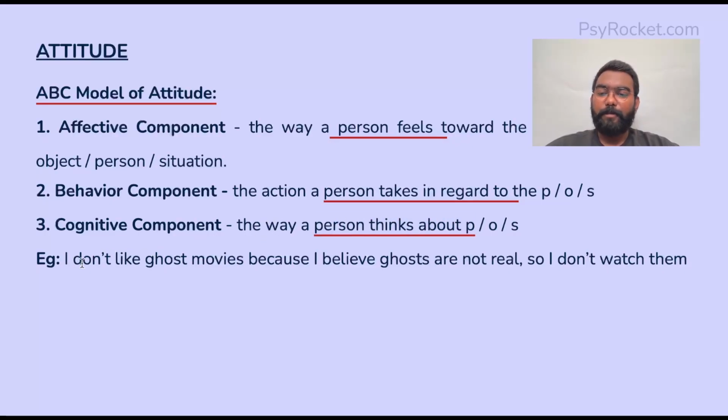For example, suppose I don't like ghost movies. Let us say ghost movies is the object here. I don't like them because I believe, and I believe is nothing but the cognitive component, that ghosts are not real. Don't like is the affective component. So what I do is, I don't watch them. This is called behavior. So this is how an attitude consists of 3 components.